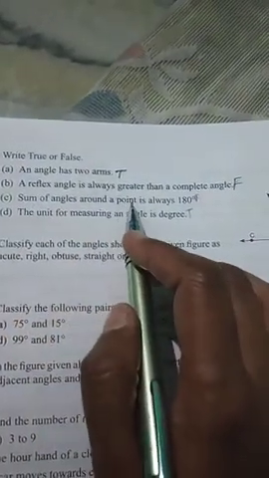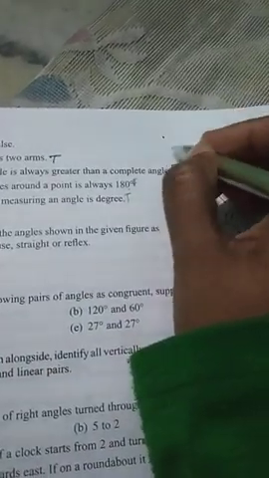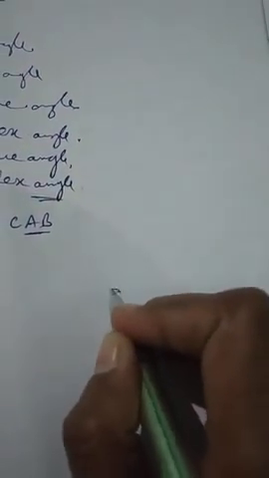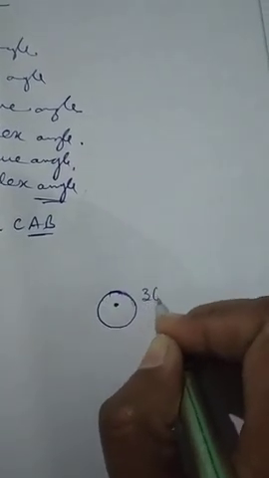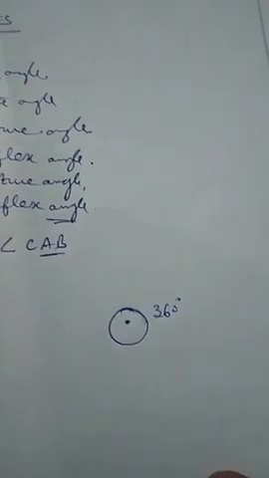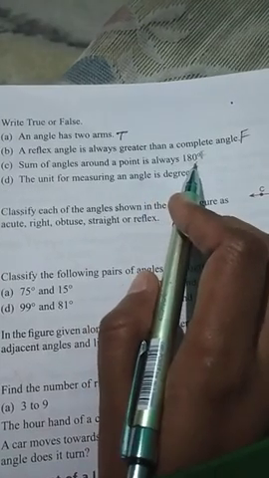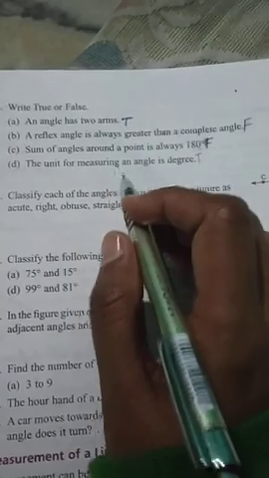So it is false. Sum of angles around a point is always 180 degree. Around a point, complete angle, have you seen the complete angle? Complete angle is the angle around a point. This will make a complete angle, that is equal to 360 degree. So here it is written sum of angles around a point is always 180. No, it is wrong. It is always equal to 360. So it will be false.